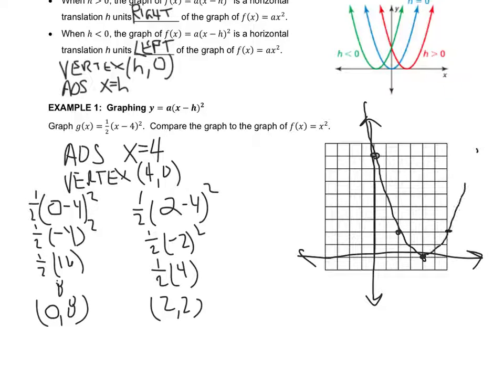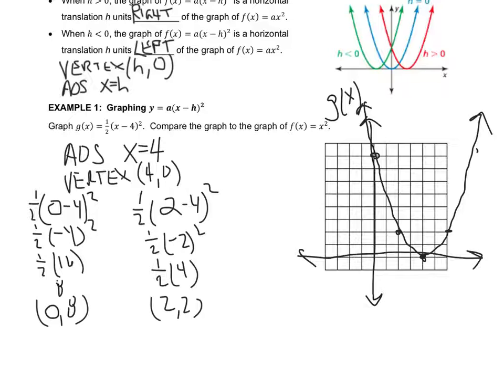Some of us were drawing on our last few assignments some kind of V-looking things. You want to try to curve it as much as you can to show that we are seeing a parabola, not an absolute value V look. So there is our function. This is the g of x graph.